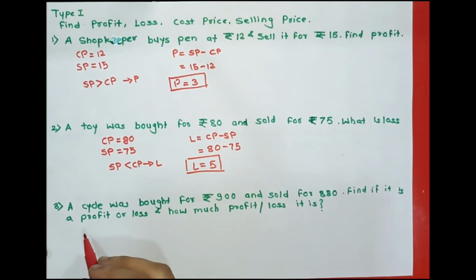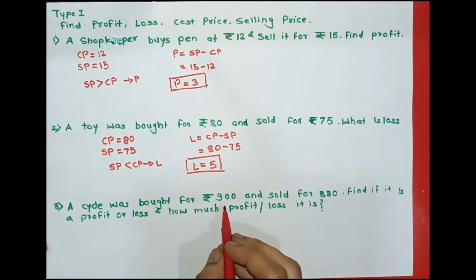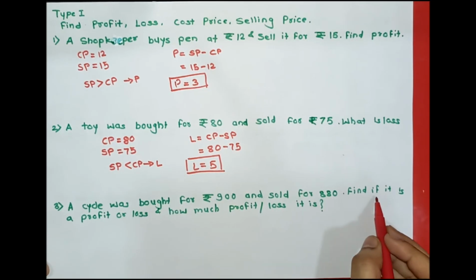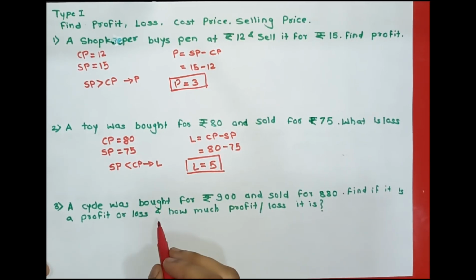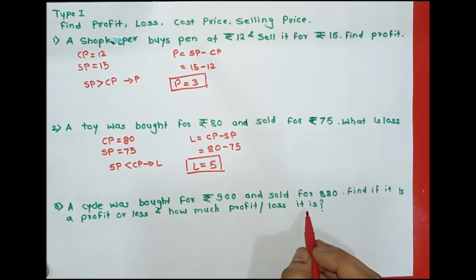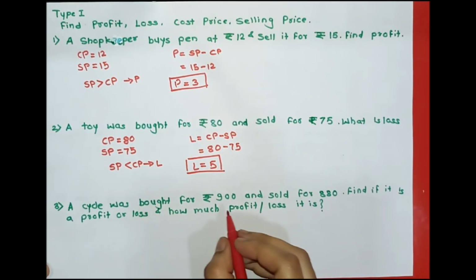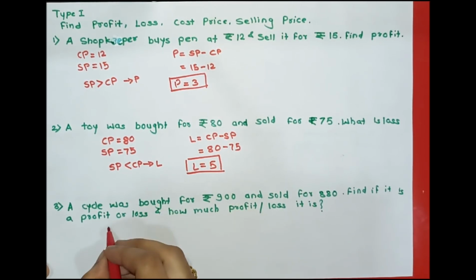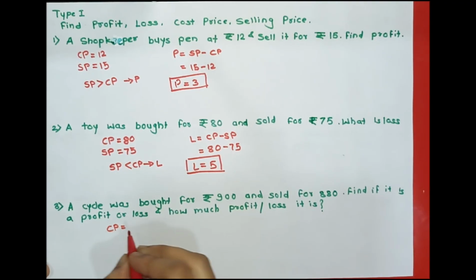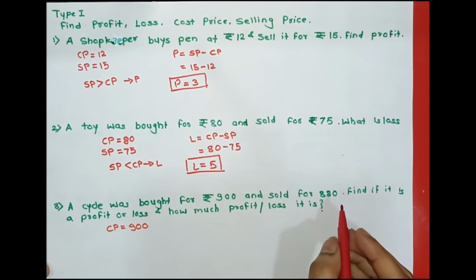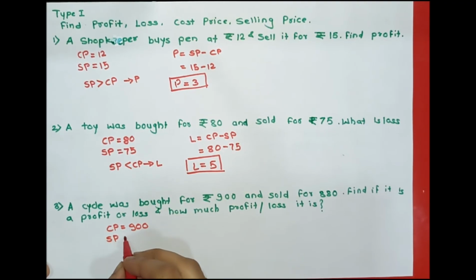The next question: a cycle was bought for rupees 900 and sold for 880. Find if it is a profit or a loss and how much profit or loss it is. It is given that the cycle was bought for 900, which means it is the cost price. So the cost price is 900 rupees and it was sold for 880, so the selling price is 880.